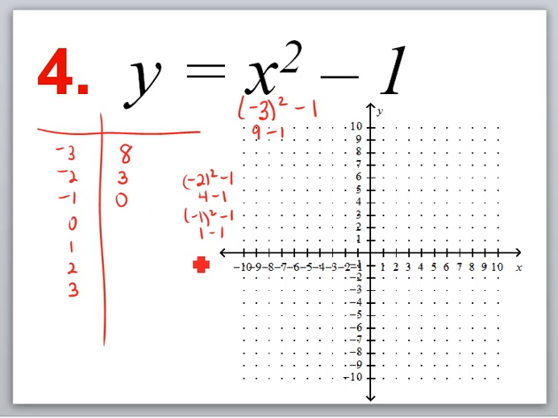Plug in 0. 0 squared minus 1. Well, that would just be -1. Plug in 1 again. 1 squared minus 1. 1 minus 1 is 0. Plug in 2. 2 squared minus 1. That's 4 minus 1 is 3. Notice the pattern. I should get 8 again, which I do, because I'll get 3 squared minus 1.